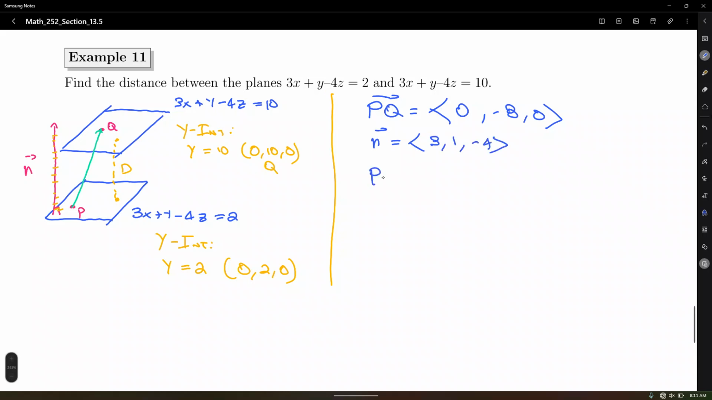We need the dot product, PQ dotted with N. So (0, -8, 0) dotted with (3, 1, -4). Okay?